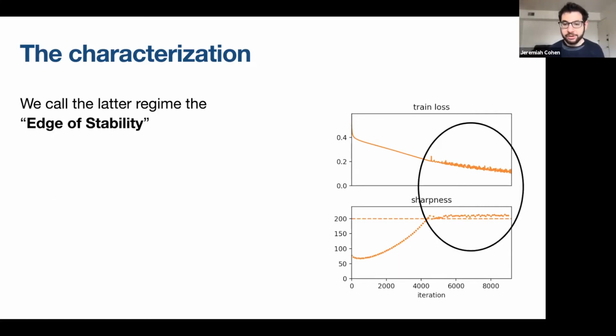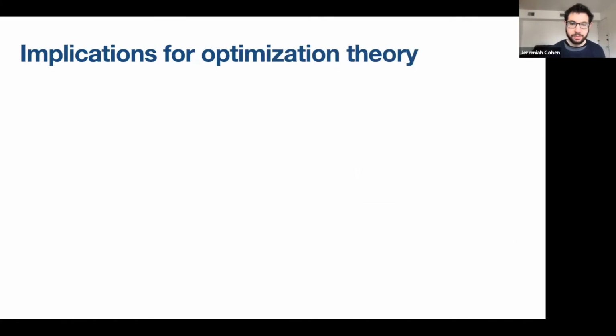We call that latter regime the edge of stability. And our main finding in our paper, this is an empirical paper, is that gradient descent typically operates in this regime when you're training neural networks.